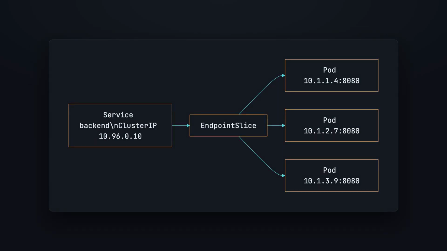The live list of pod IPs behind a service is tracked in objects called endpoints, or in modern clusters, endpoint slices. As pods come and go and pass their health checks, the control plane updates these lists automatically. This is the piece that makes the stable virtual IP actually point at healthy, running pods. When a pod dies, it drops off the list within moments, and traffic stops flowing to it.